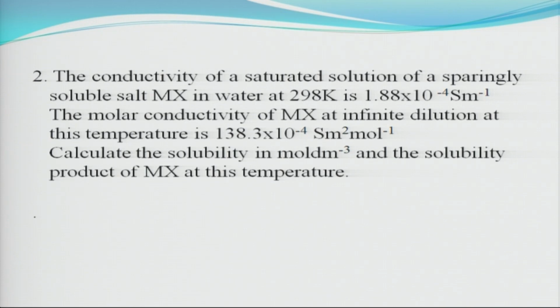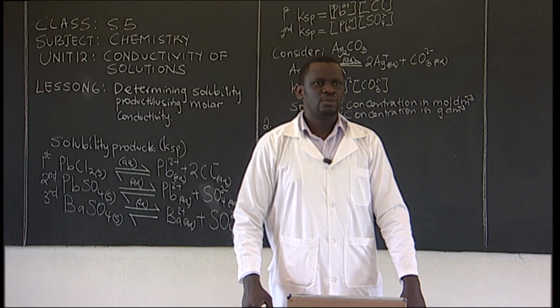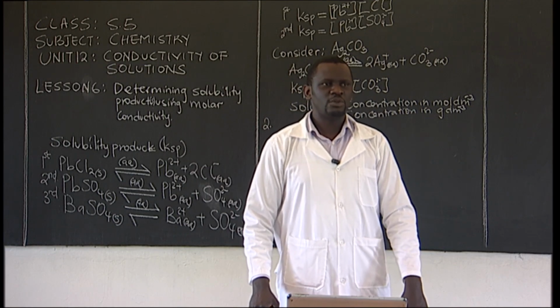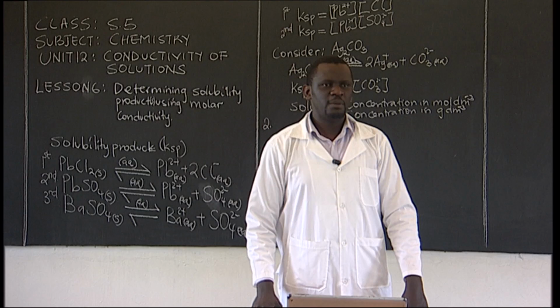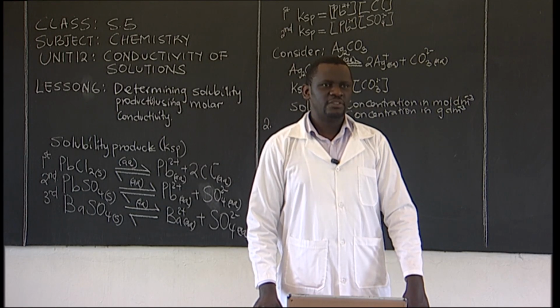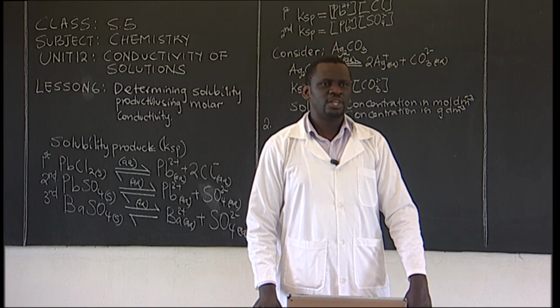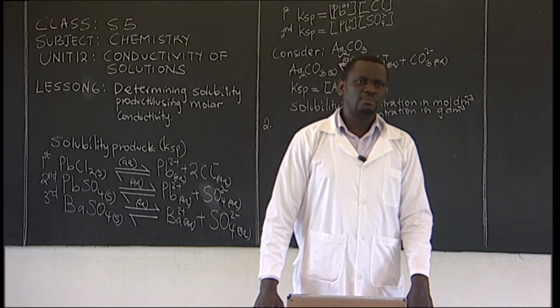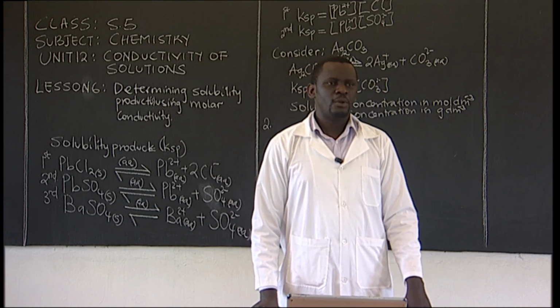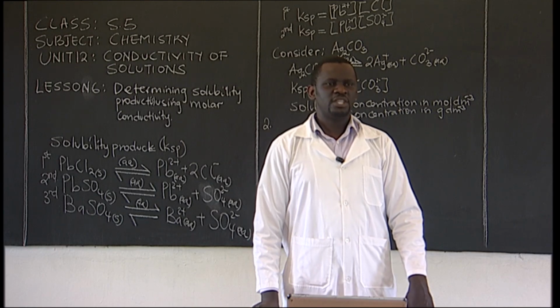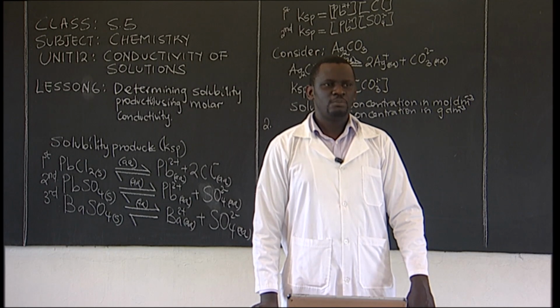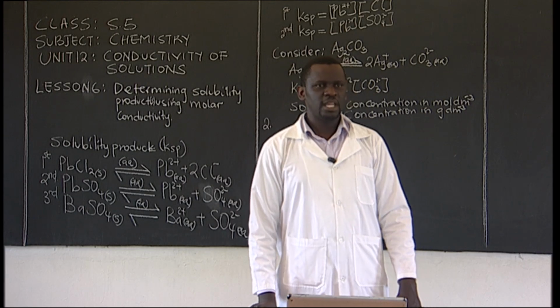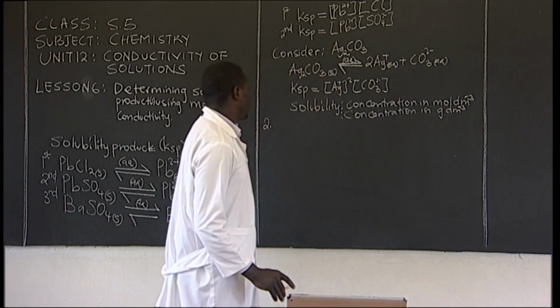Now let's go to number 2 of the question. The question says that the conductivity of a saturated solution of the sparingly soluble salt MX in water is given, and the molar conductivity of MX at infinite dilution is given as 138.3 times 10 to the power negative 4 Siemens meter squared per mole. The question asks us to calculate the solubility in moles per decimeter cubed and the solubility product.